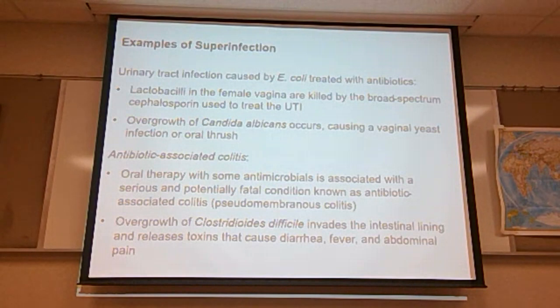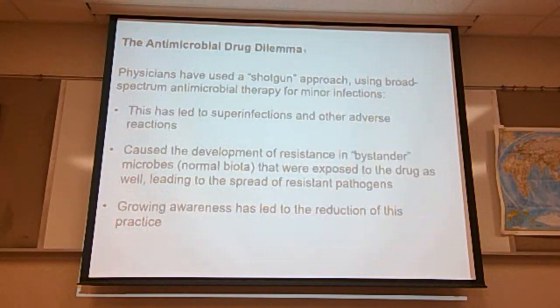Antibiotic-associated colitis. Oral therapies with some antimicrobials has been associated with a serious, potentially fatal condition known as antibiotic-associated colitis or pseudomembranous colitis. Overgrowth of Clostridium difficile, Clostridioides difficile, invades the intestinal lining and releases toxins. It causes diarrhea, fever, and abdominal pain. This also, since it is inside the mucous membrane on the intestinal lining, is one of the reasons that C. diff is so very difficult to treat.